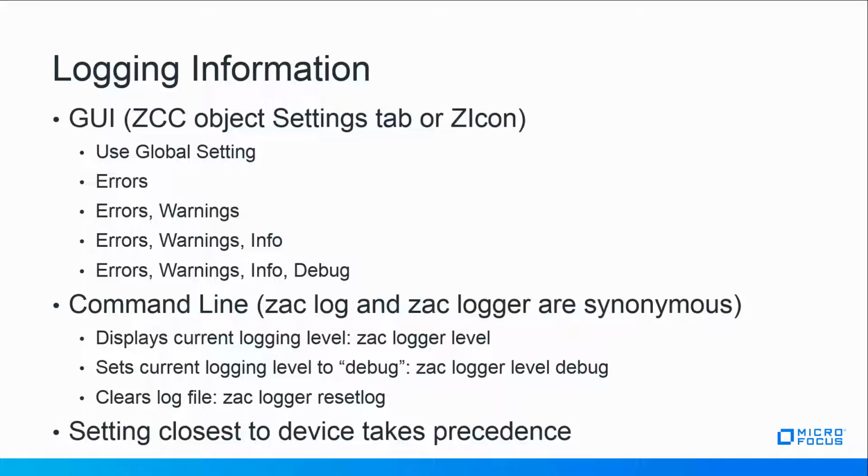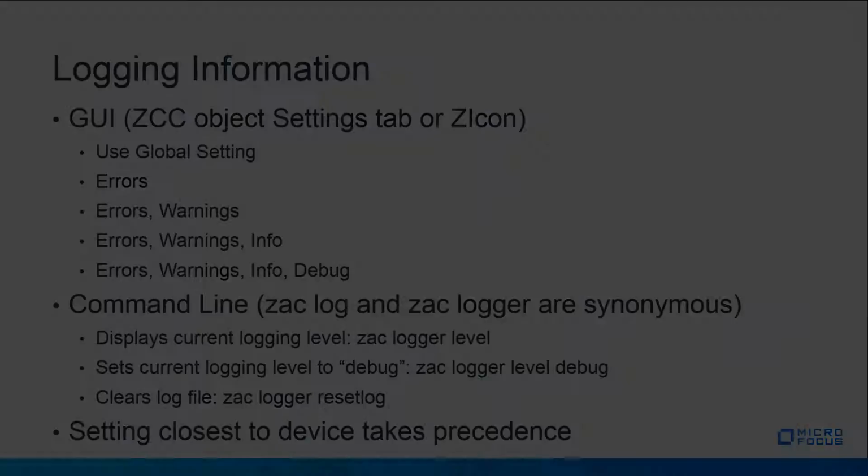When these settings are set between the ZCC and the local device, the setting that's closest to the device takes precedence. For instance, if there's a global setting on a ZCC object for the folder that the device sits in, and you manually set on the device a debug level, that debug level takes precedence. Let's have a walkthrough.